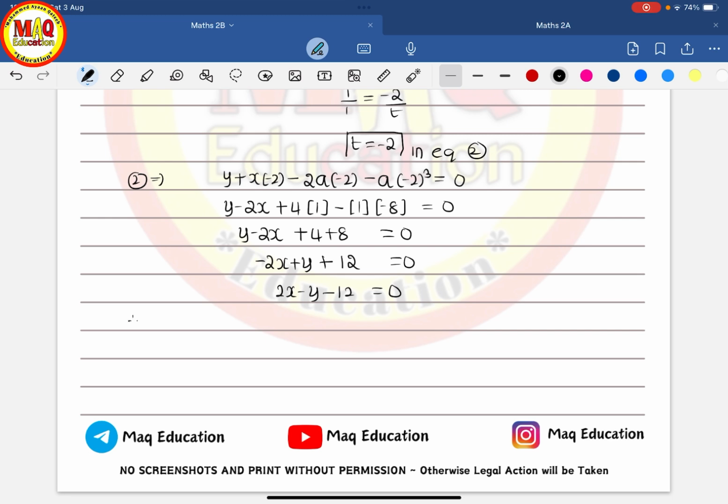Therefore, equation of normal is 2x minus y minus 12 equal to 0.